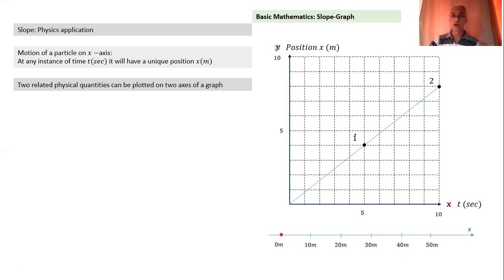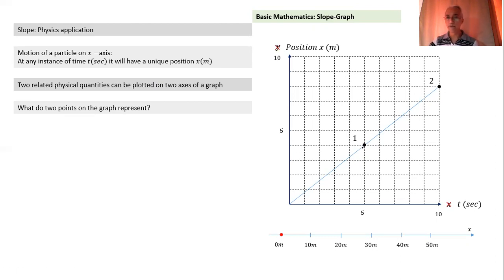So there's a graph now. Now it is not an XY graph, it becomes a position-time graph. So what do these 2 points on the graph represent? We need to find the slope. So suppose we mark these 2 points. Let's first understand what these 2 points represent here.